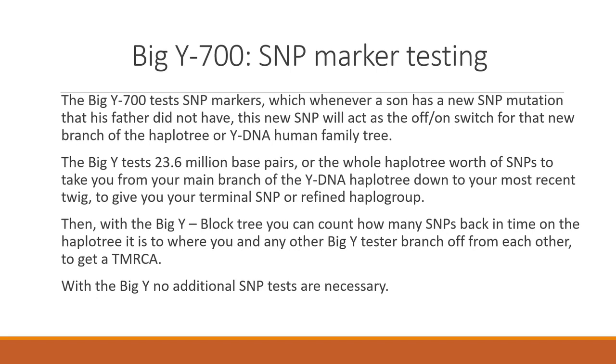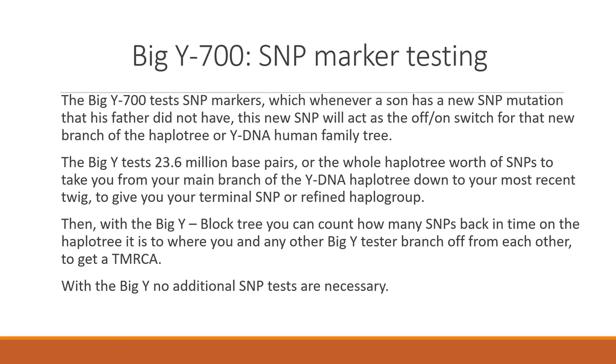The Big Y tests 23.6 million base pairs, or the whole haplotree worth of SNPs, to take you from your main branch of the YDNA haplotree down to your most recent twig, which gives you your terminal SNP and or refined haplogroup. Then, with the Big Y block tree, you can count how many SNPs back in time on the haplotree it is to where you and any other Big Y tester branch off from each other, and use that to get a time to most recent common ancestor estimate.